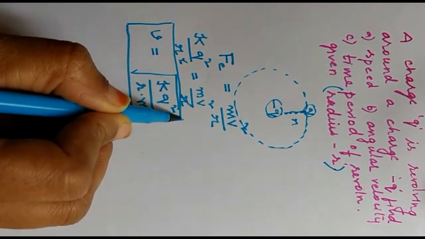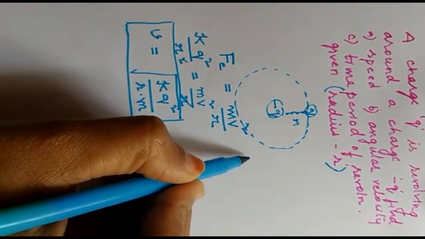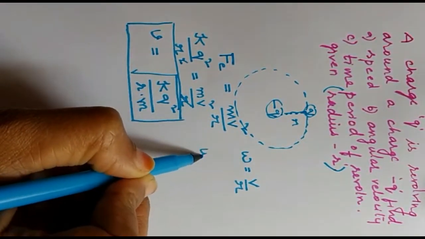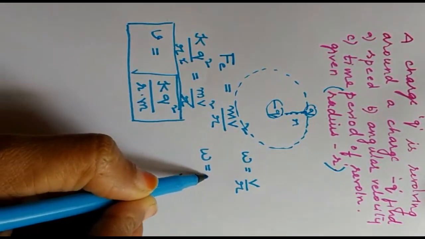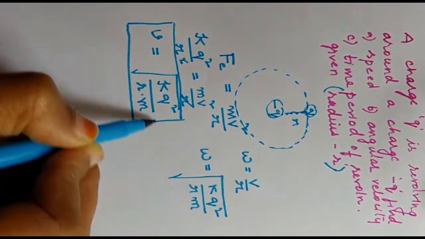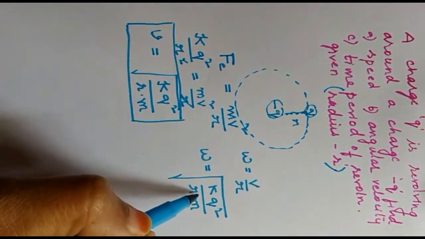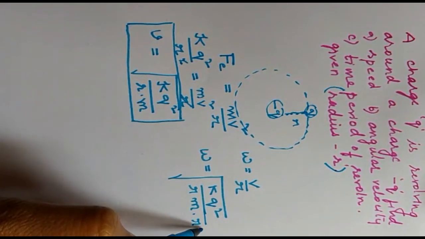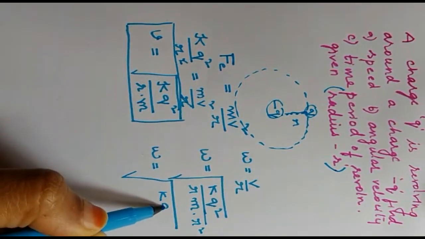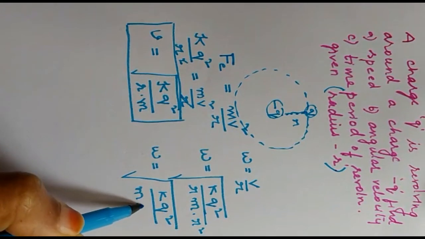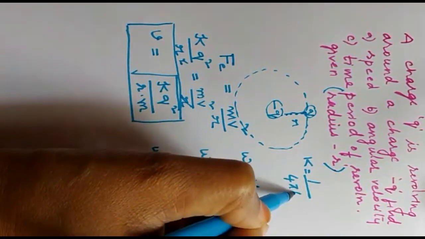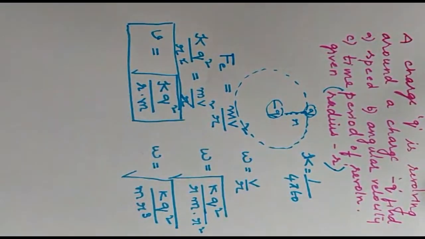And once you know the speed, you can find angular velocity. Okay, we know angular velocity omega is equal to v by r. So what is the angular speed of a revolution? Put the value of v, k q square by rm divided by r again. When you take it inside the root, it becomes r square. R square into r will be r cube. So omega would be under root k q square by m into r cube. Remember, the value of k is 1 by 4 pi epsilon naught.